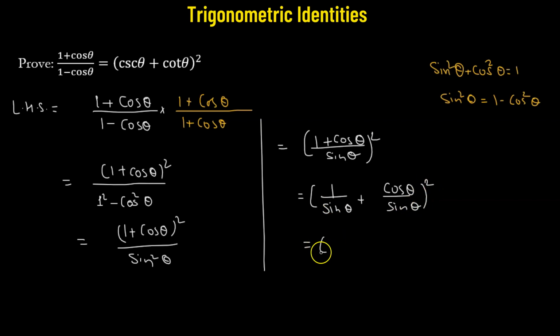Now 1 over sine theta, that's nothing but the cosecant function, because cosecant function is the reciprocal of the sine function, plus cosine over sine, the ratio is the cotangent function. So we have cosecant theta plus cotangent of theta whole squared, and this is the expression on the right hand side. Hence we have successfully showed that the left hand side of our equation is equal to the right hand side, hence proved.